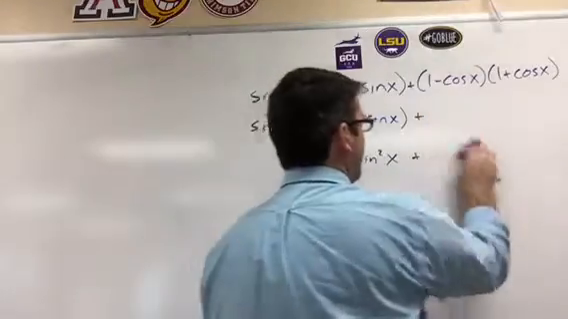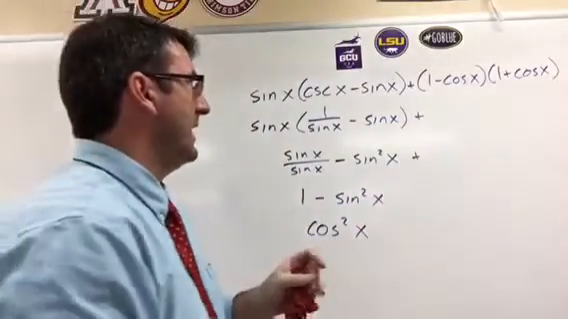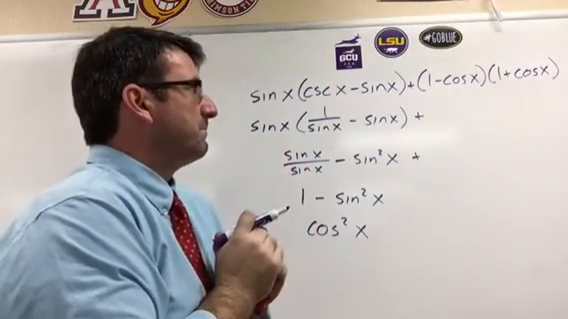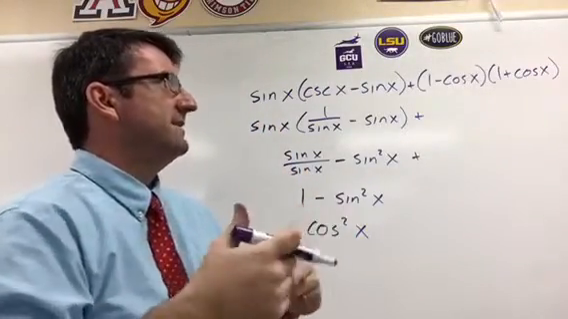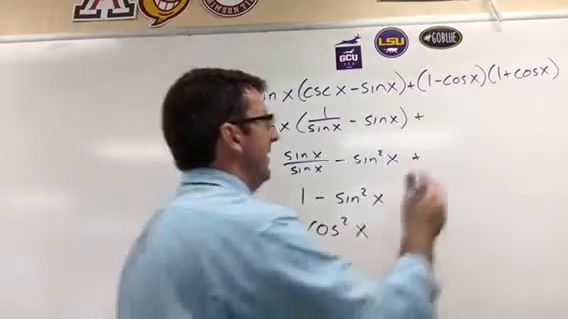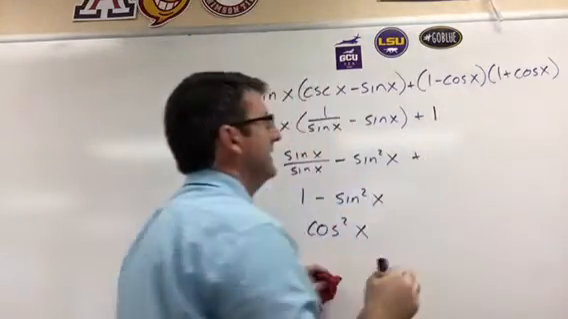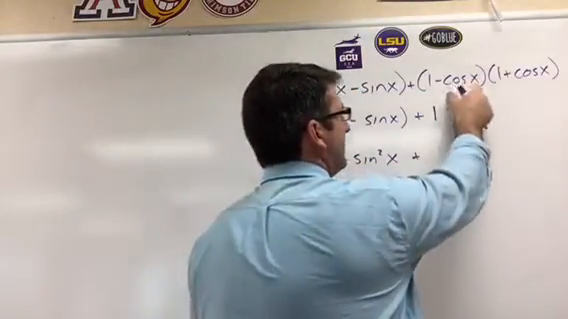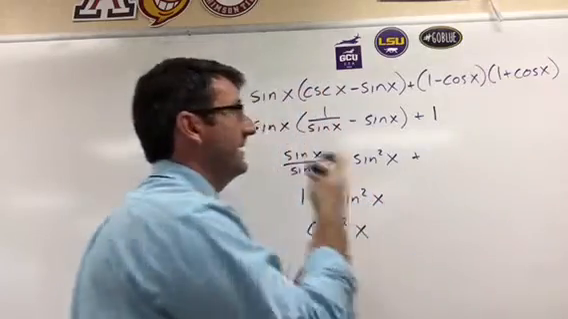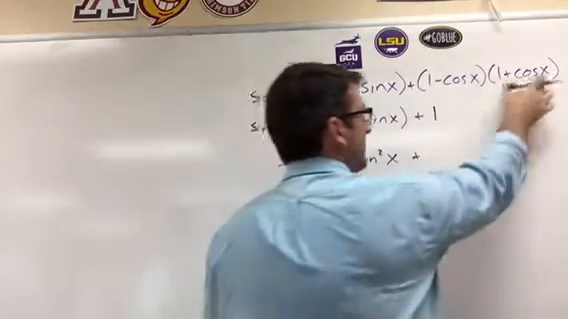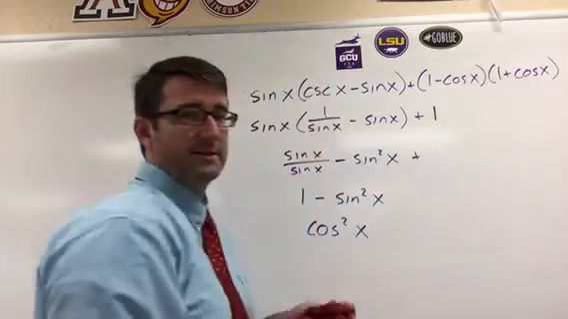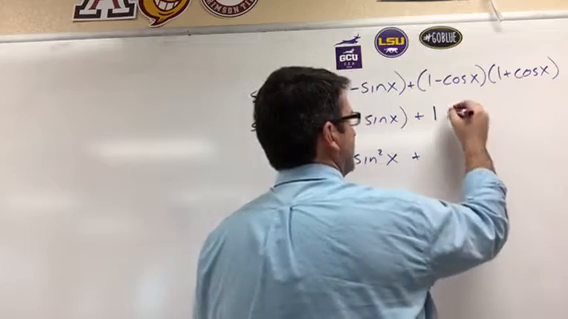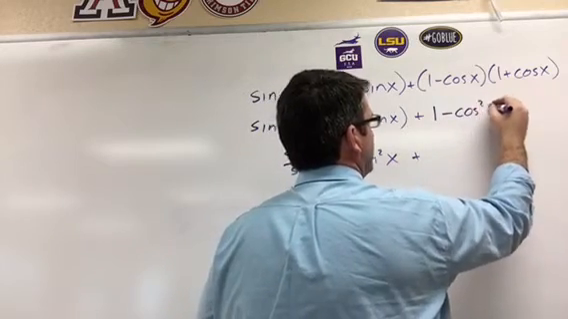Let's add in our other side now. And let's multiply these two together. So 1 minus cosine times 1 plus cosine is going to be 1 times 1 is 1. 1 times cosine x is cosine x. Negative cosine x times 1 is negative cosine x. So those are going to cancel each other out. Cosine x minus cosine x, so that just becomes 0. And then negative cosine x times cosine x is negative cosine squared x.